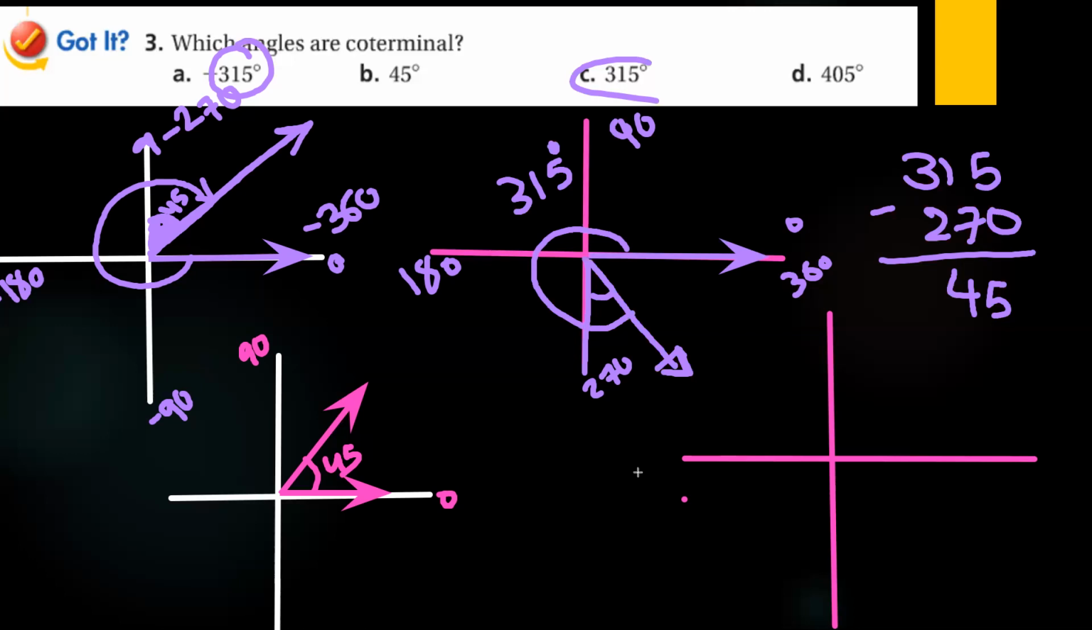Let's color it now here with red. This is for the first one. Here, this is for the second one. This is for this one here. Now let's see 405.